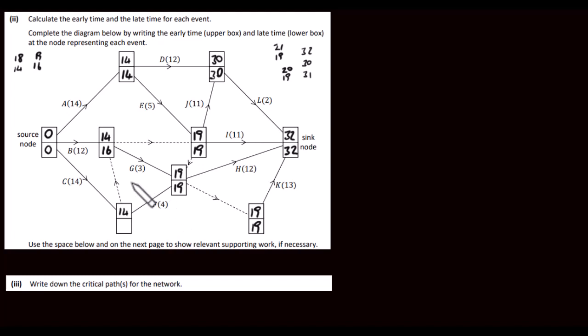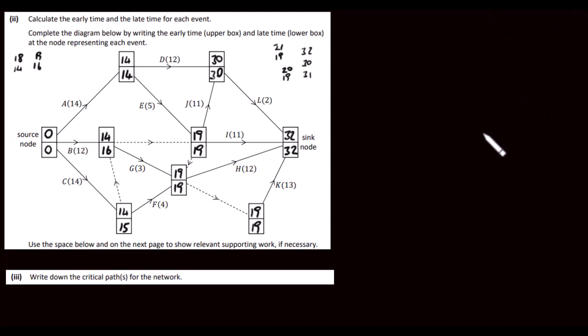And then we have 16 minus 0, which is 16. So 15 is smaller, so we put 15 in here. And that's really it. That's all our nodes filled in, our early and late times. Okay, so let's have a look at part 3, write down the critical paths for the network.